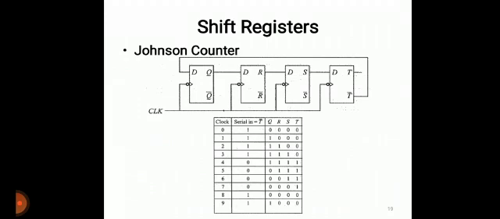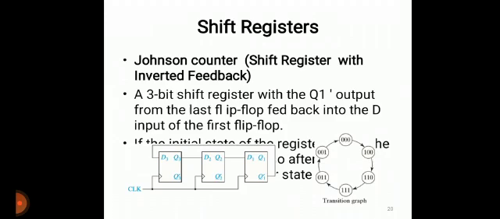Then its modulo number is halved. So an n-stage Johnson counter will circulate a single data bit, giving a sequence of 2n different states, and can therefore be considered a mod 2n counter. You can see here a 3-bit shift register where the inverted output from the last flip-flop is fed back into the D flip-flop at the first stage.